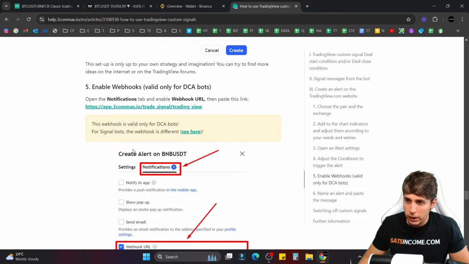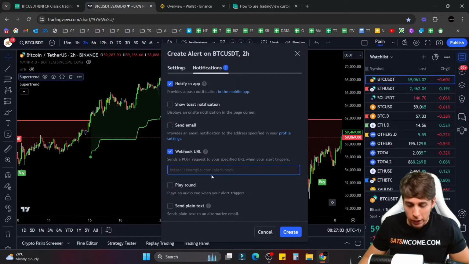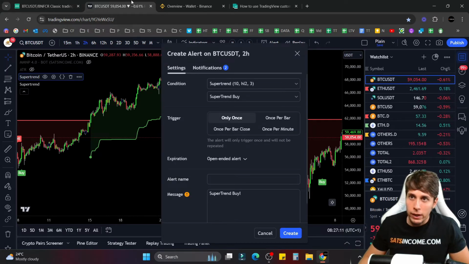It should be somewhere here. There should be a link. Bam, right here. Enable webhooks, valid only for DCA bots. Okay, so this is the link that you guys have to copy and go back to TradingView and paste right here. Again, it's quite important for you to do this, otherwise the connection between 3Commas and TradingView is not really gonna work. The next thing that you have to do is to basically set up the alert.